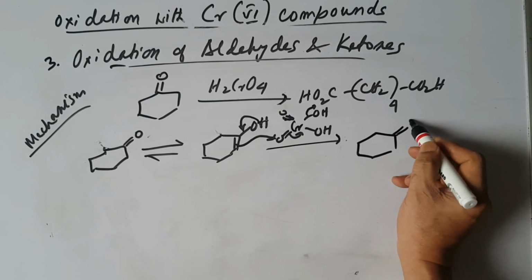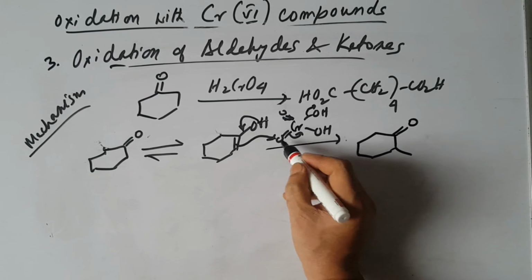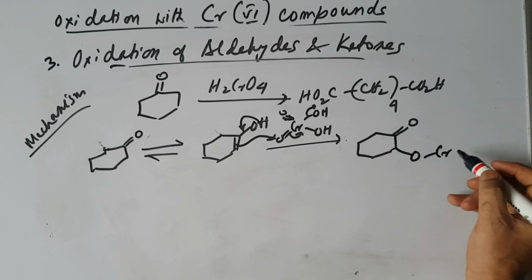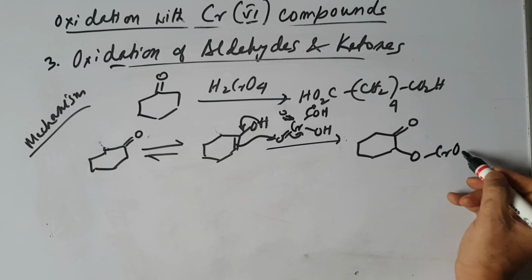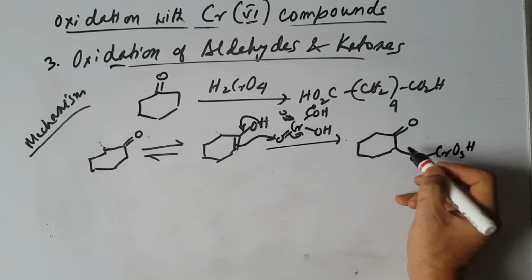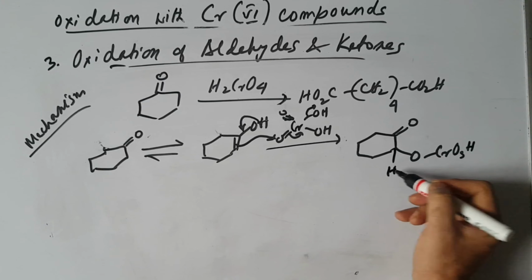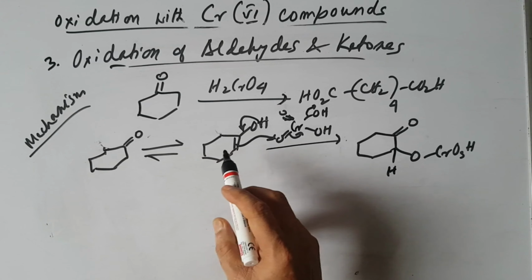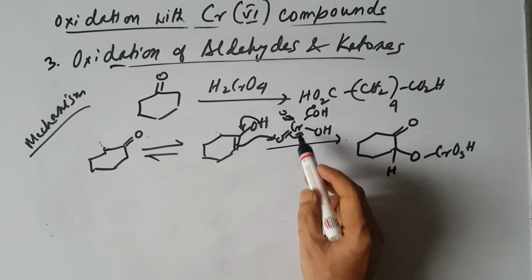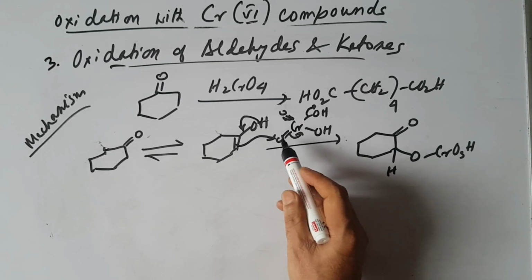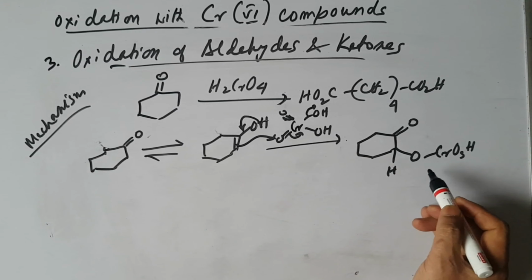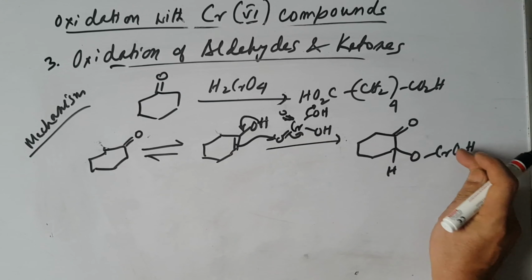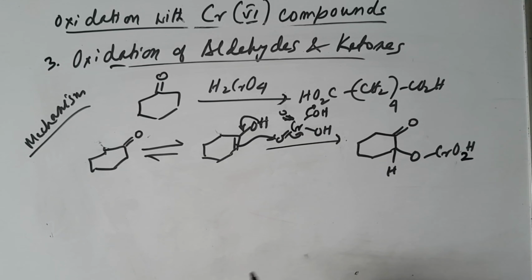So here, double bond here, O, then this O here, chromium. You can write chromium trioxide, CrO3, like this. So here hydrogen here. I'm repeating again: first this ketone is in its tautomerized form, the tautomeric form. Then I take this with the chromic acid, so we get O, Cr, O2.